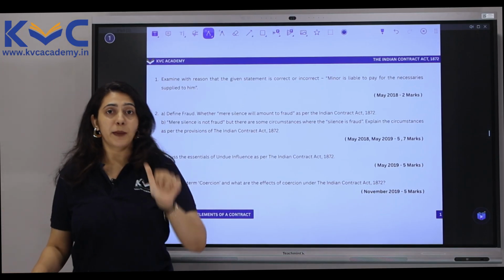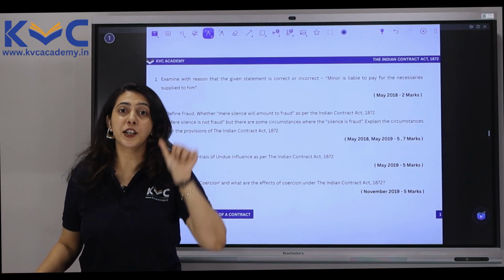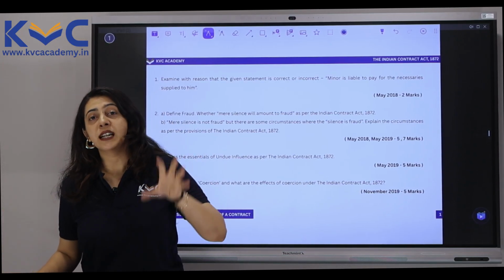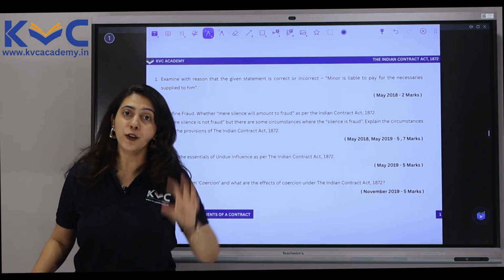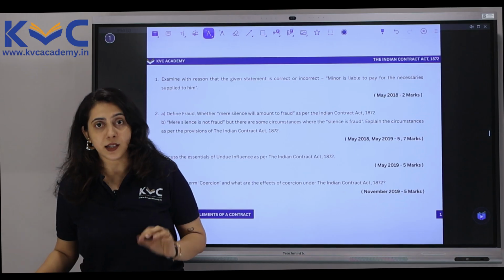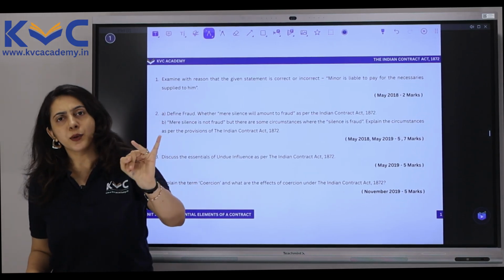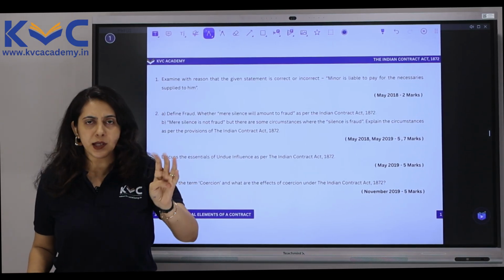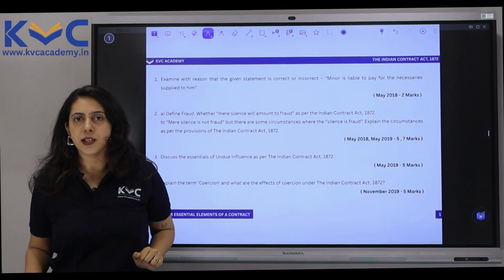Firstly, the first element that we learned in this unit, capacity to contract. In it, the laws relating to minors, I want you to know all of these laws in depth. Then we spoke about the concept of free consent, in which we learned coercion, undue influence, fraud, misrepresentation, mistake and the consequences of the same.